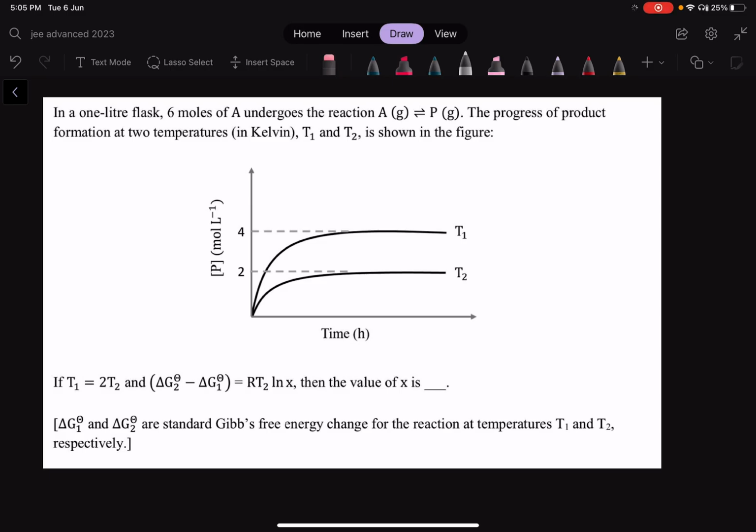So in this video, we are going to discuss one of the questions of the JEE Advanced that came in 2023, and it is coming from the chemical equilibrium part. So let's see this question. In this question, we have a 1 liter flask where 6 moles of A are present, which is undergoing this particular reaction.